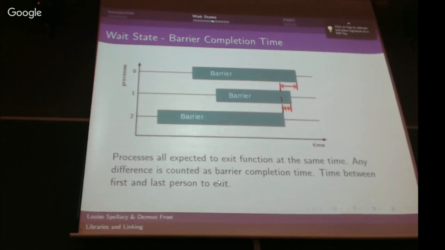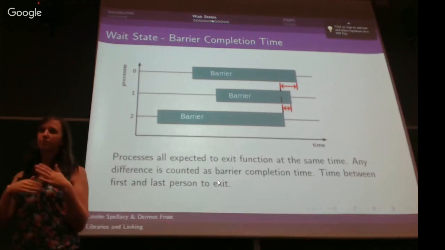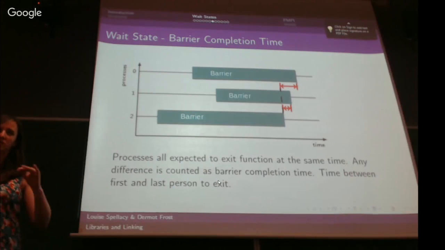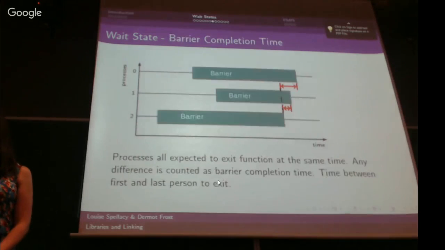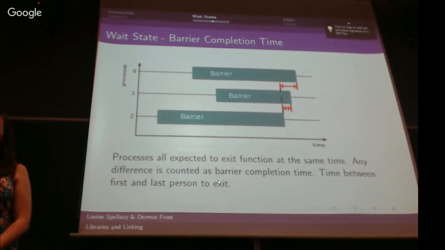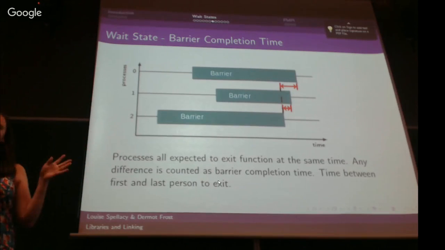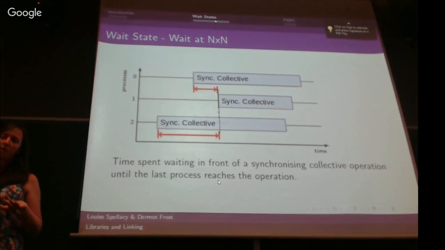Okay, but it can still cause a bit of a problem, especially if the time on your different processes is not synced up correctly. They're all working on slightly different times. So it's the difference between the first process to leave and everybody else. Again, you need to be able to calculate the time of the first process to leave and distribute it to everybody else. Okay. So wait states at N-by-N are very similar to the barrier functions.